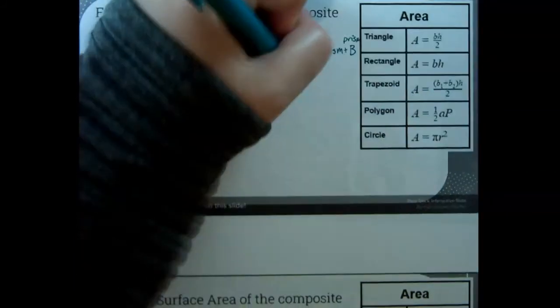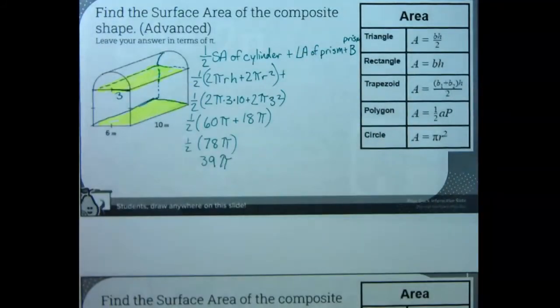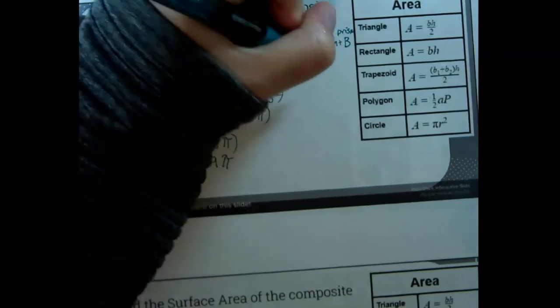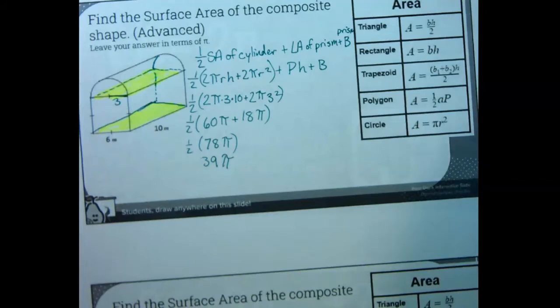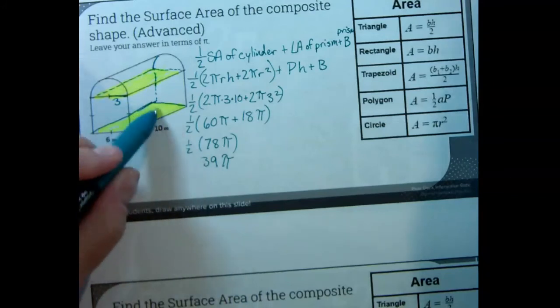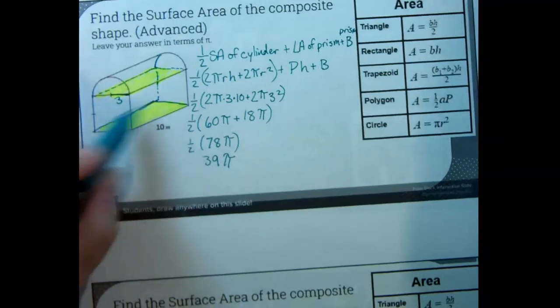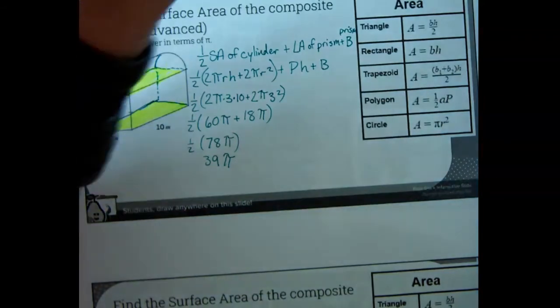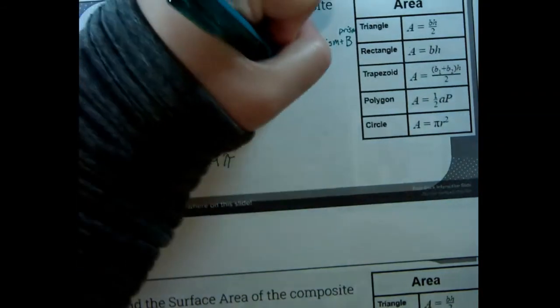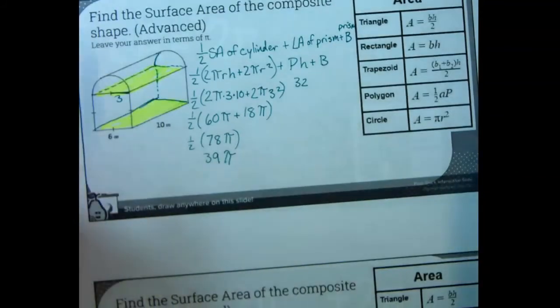Now we need to figure out the lateral area of the prism plus one base. So I'll write it out like that. So it's going to be perimeter times height plus the base. There's just one area of the base. Okay, what does that look like? What is the perimeter of this base? And I chose this one for the base. Okay. So the perimeter of that is 6 plus 10 plus 6 plus 10. So 32 for my perimeter.